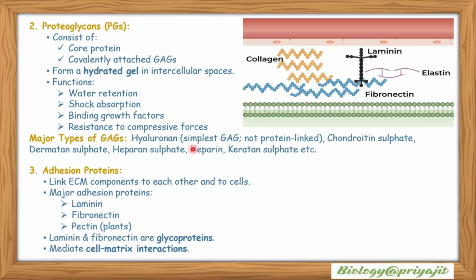Major types of GAGs include hyaluronan, the simplest GAG, it is not protein linked, chondroitin sulfate, dermatan sulfate, heparan sulfate, heparin, keratan sulfate, etc. Adhesion proteins link ECM components to each other and to various cells. Major adhesion proteins include laminin, fibronectin and pectin in plants. Laminin and fibronectin are glycoproteins. They mediate cell matrix interactions.